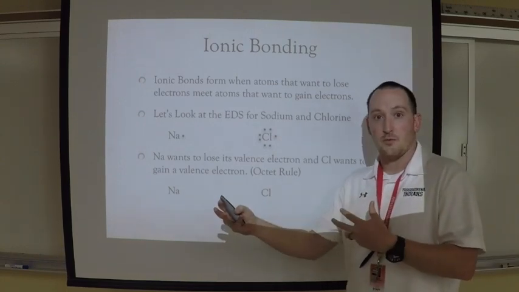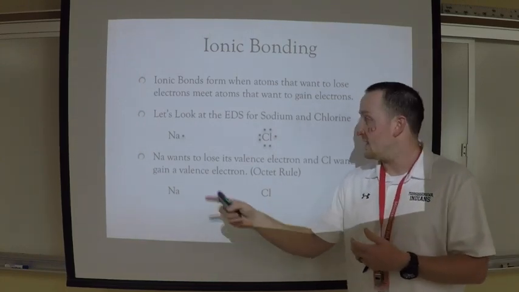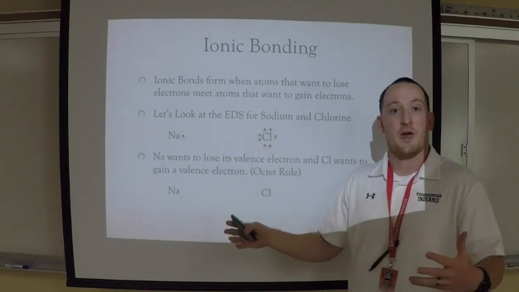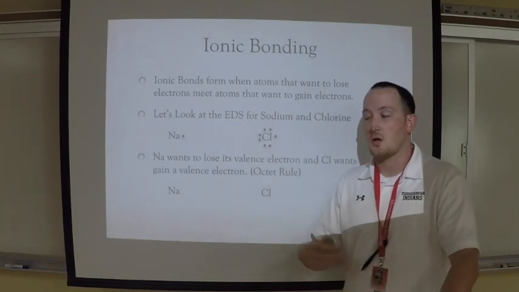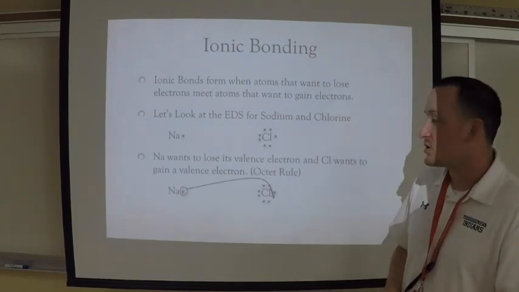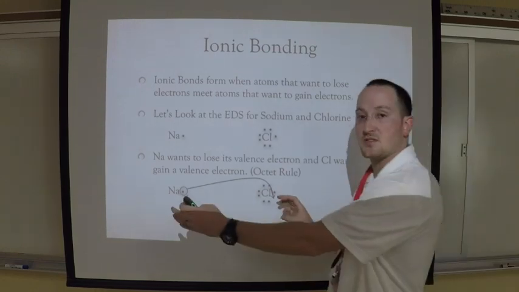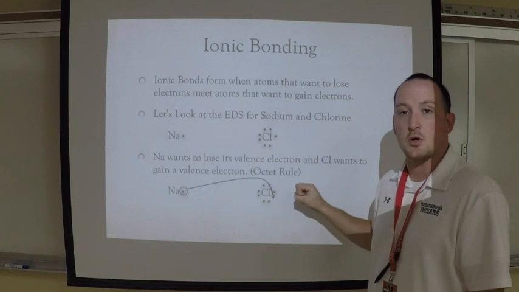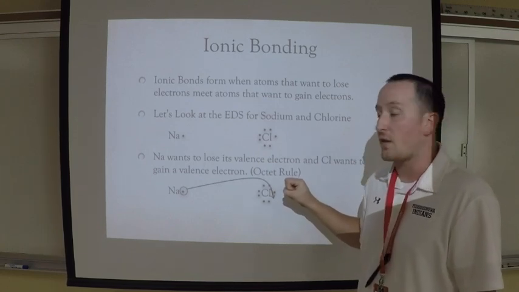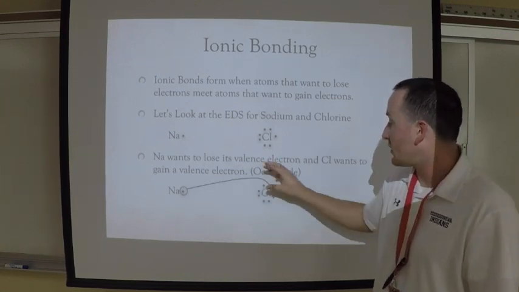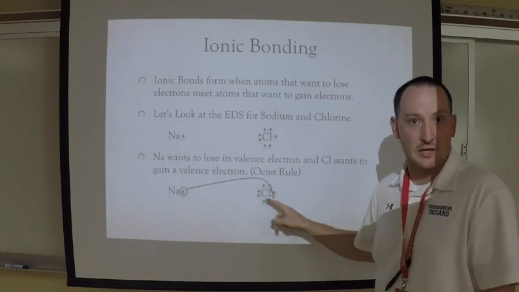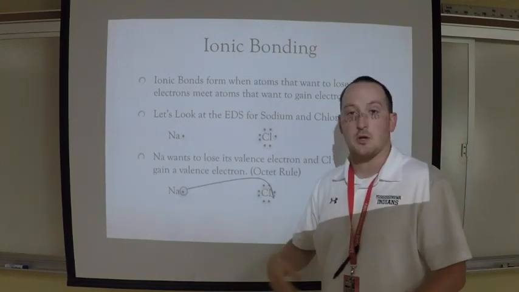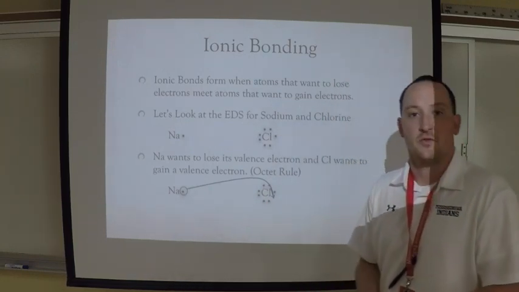Sodium giving its electron to chlorine would make them both happy, because sodium wants to lose one electron, chlorine wants to gain one electron. So what's going to happen is this: when this sodium and this chlorine get close together, this chlorine is going to pluck this electron away from sodium, so that then chlorine will have 8 electrons. It would now be happy, and sodium would have 0 valence electrons. It would then be happy.